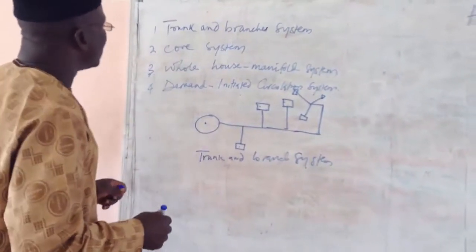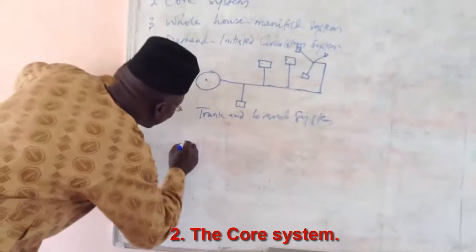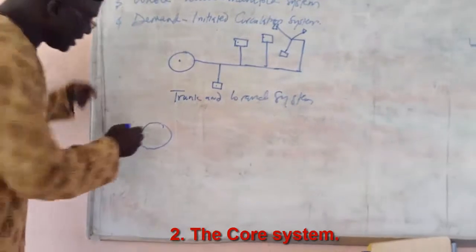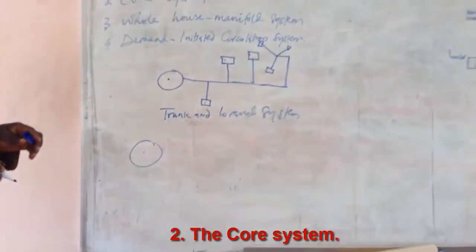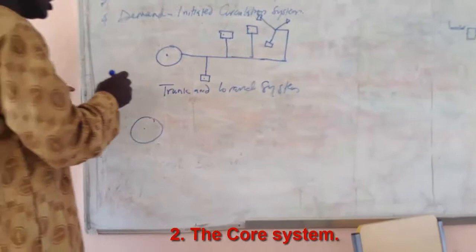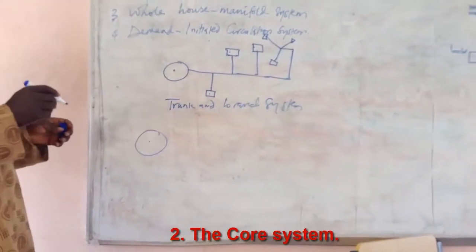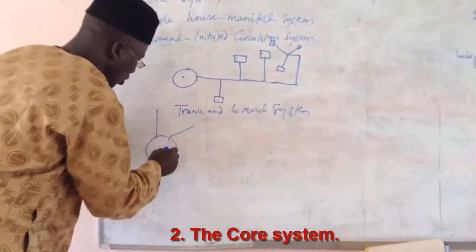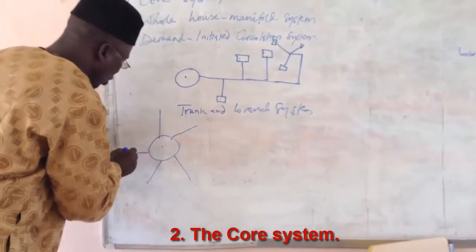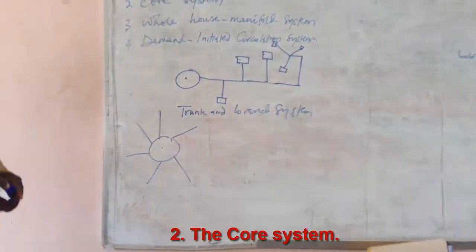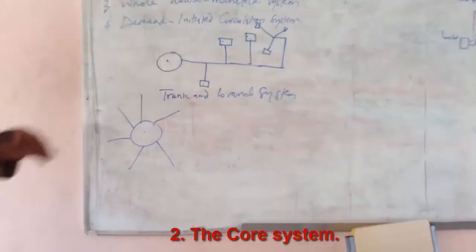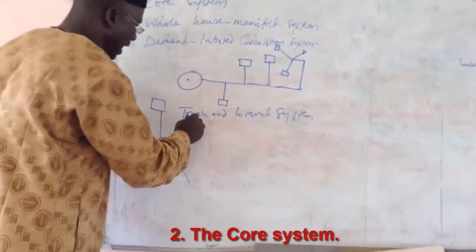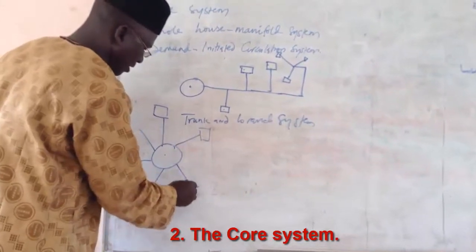The next one you are going to see is the core system. The core system is the heater here, the central heater here. In this system, it does not really have a trunk. When there are fittings here, this one goes, this one goes, this one goes. It does not send water to any trunk. Directly, the fittings take water from the boiler.